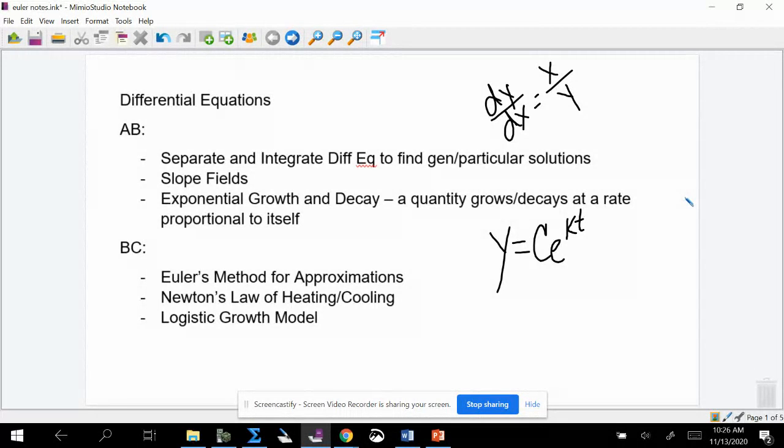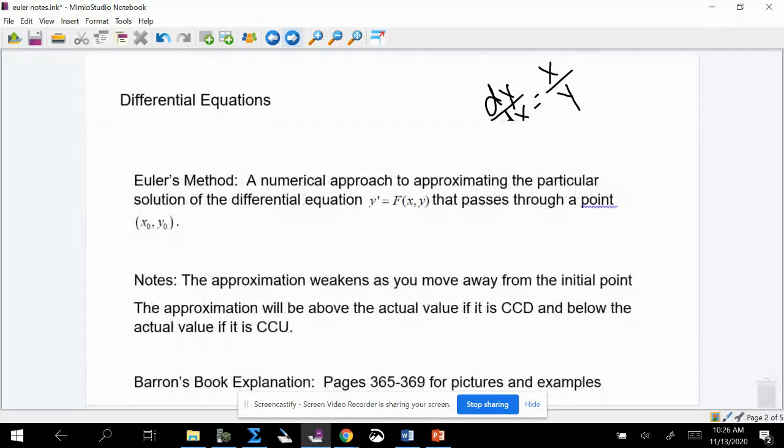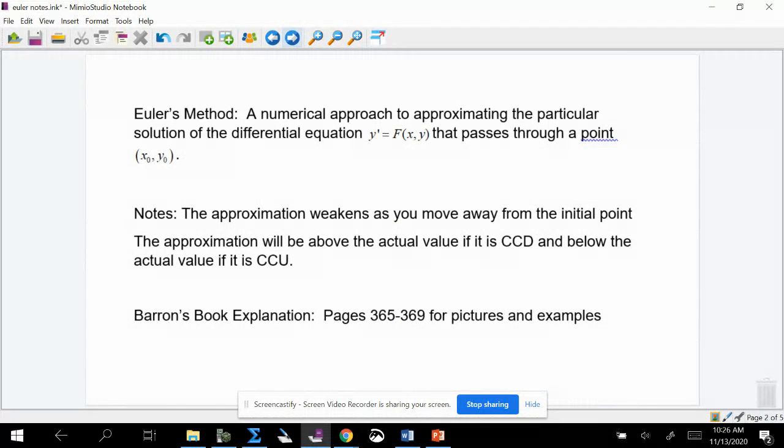So we're going to start with Euler's method. Let me give you a little rundown on what it does. A lot of times it doesn't make a ton of sense until you actually see examples, so we'll do examples. Euler's method is a numerical approach to approximating the particular solution of a differential equation. Slope fields were a visual way to approximate a solution. Euler's method is going to be more of a numerical or arithmetic approach to approximating. If we know an initial point, so x sub 0, y sub 0 is like our starting point, we can make this approximation. The approximation will weaken as you move away from the initial point, which shouldn't shock you. It's the same idea we had with series making approximations.